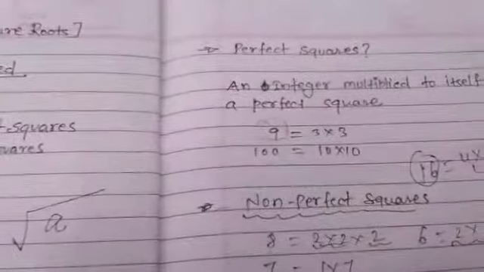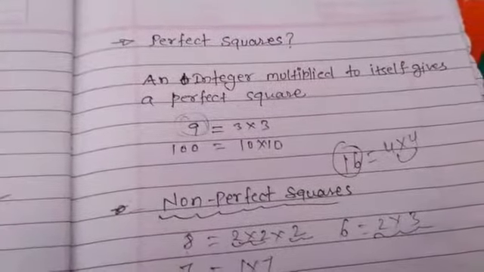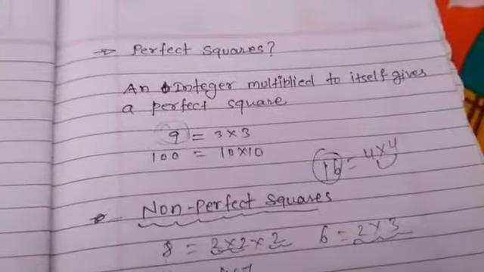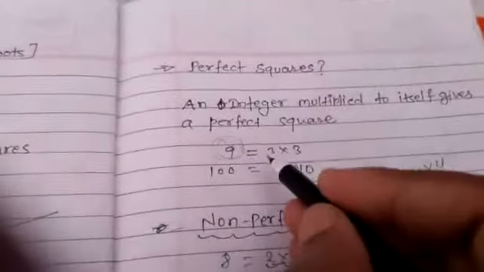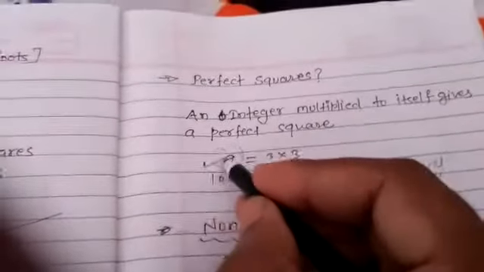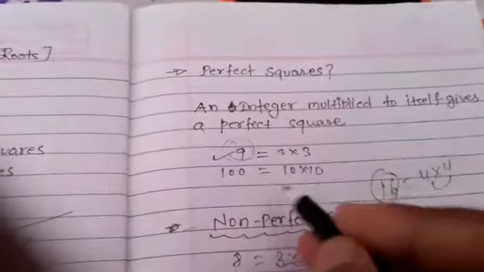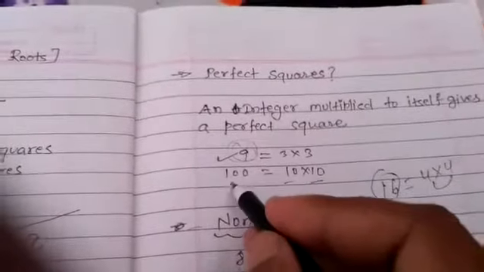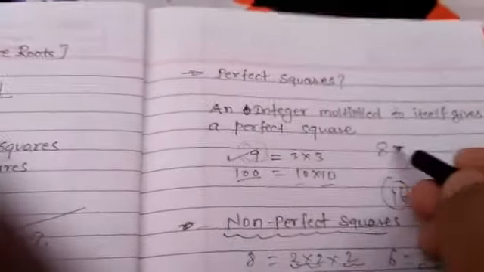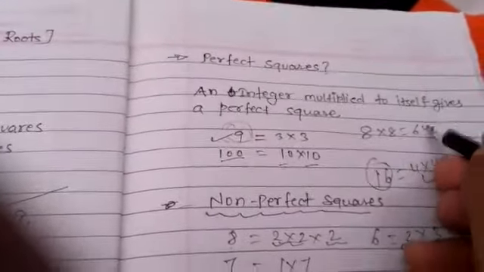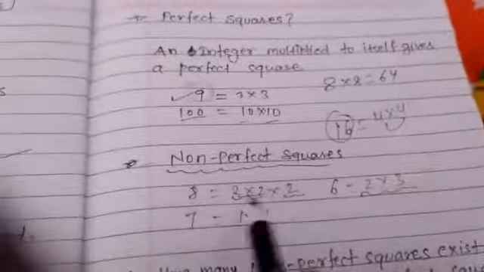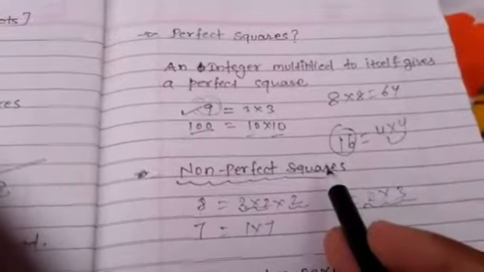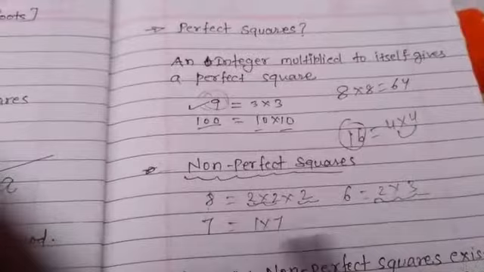After that, we are going to talk about perfect squares. What are perfect squares? An integer multiplied by itself gives a perfect square. Suppose you take the integer 3, 3 into 3 is 9. 9 is a perfect square. Similarly, 10 into 10 is 100. 100 is also a perfect square. 8 into 8 is 64, also a perfect square. 4 into 4 is 16, also a perfect square. And what are non-perfect squares? Non-perfect squares are those numbers which are not perfect squares. I have taken more examples over there.